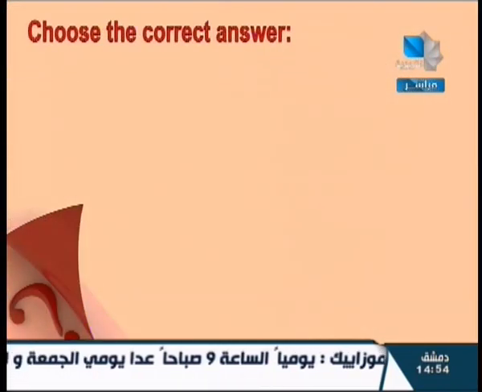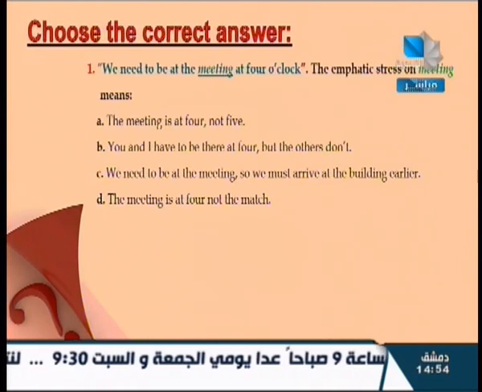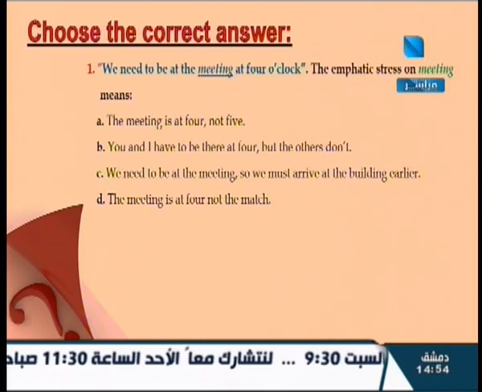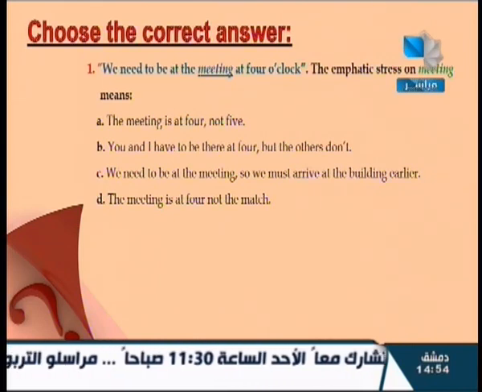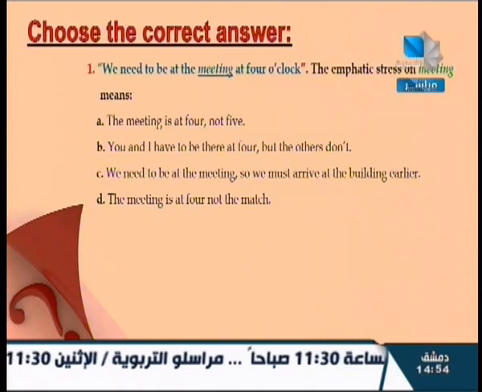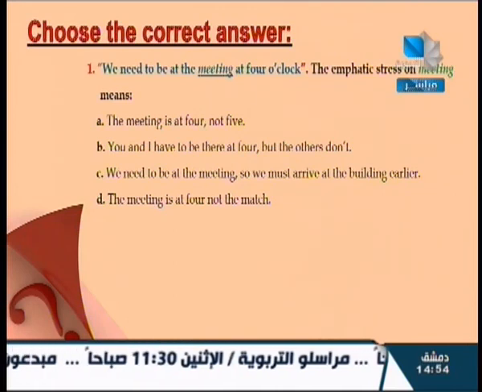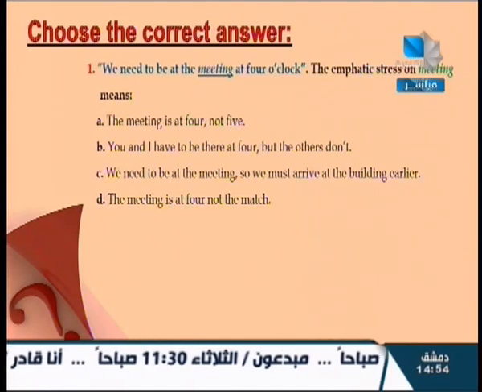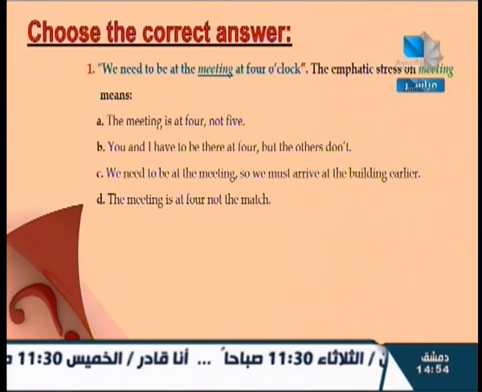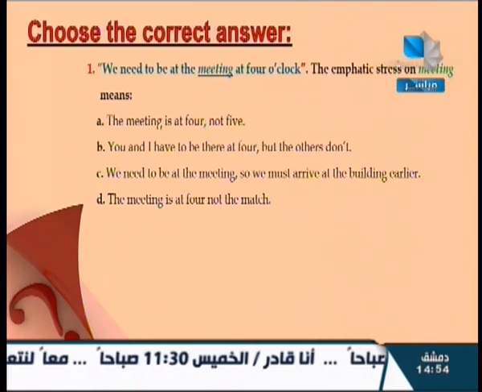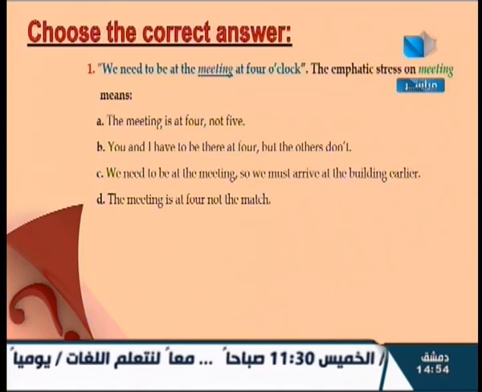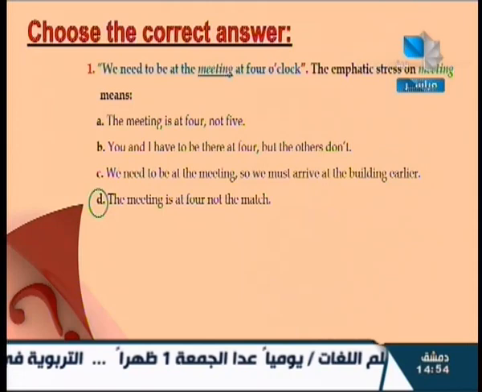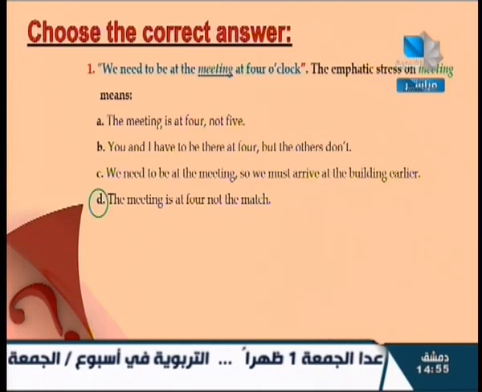Okay. Examples or an exercise now? Yes. We need to be at the meeting at 4 o'clock. The emphatic stress on "meeting" means what? If the stress is on the word meeting, what does the speaker mean? The meeting is at 4, not 5. You and I have to be there at 4, but others don't. We need to be at the meeting, so we must arrive at the building earlier. The meeting is at 4, not the match. So the correct answer is D, because we are emphasizing the meeting, not the match.